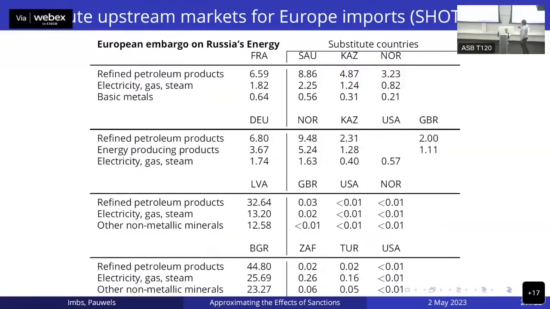Again, we're looking at the impact of Europe on Europe here. We took 4 countries: 2 large ones, France and Germany, the usual suspects, I guess, and then we took, quite randomly, Latvia and Bulgaria. We could have taken other countries. Here, the point is that electricity, gas, and steam in France uses 1.82% relative to its overall output, coming from Russian energy. You can see that it imports even more inputs from Saudi Arabia and a little bit less from Kazakhstan. And for Germany, you have Norway and Kazakhstan as alternatives, which are larger than Russia.